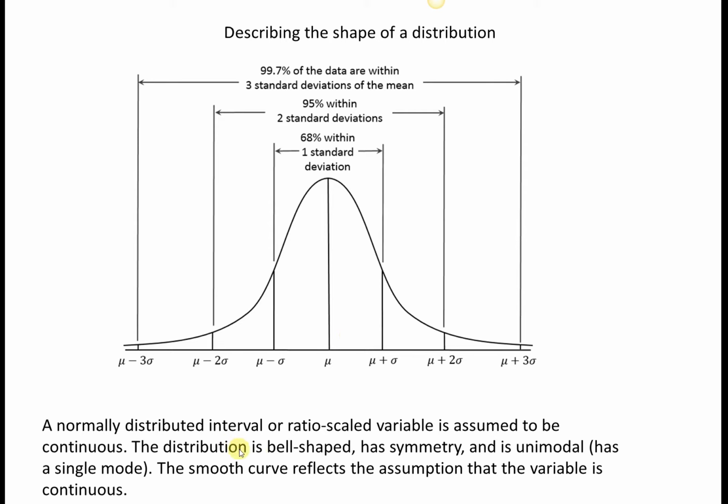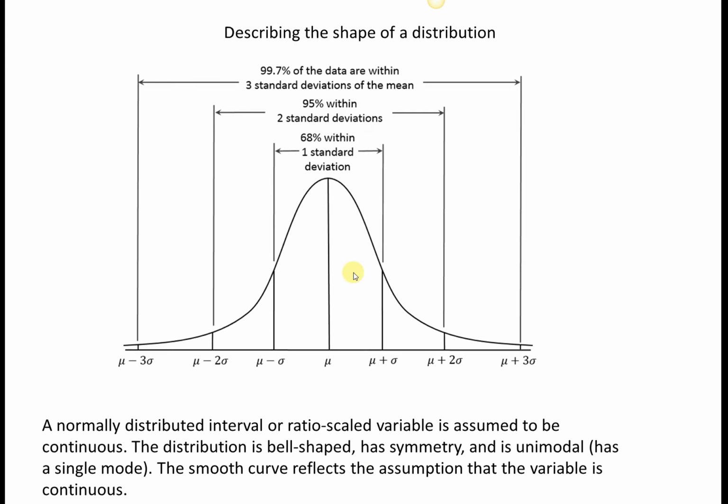So again, we assume that the normal distribution is bell-shaped, has symmetry, and is unimodal, and basically it will exhibit these properties with respect to the relationship between standard deviation units and the area underneath the curve.